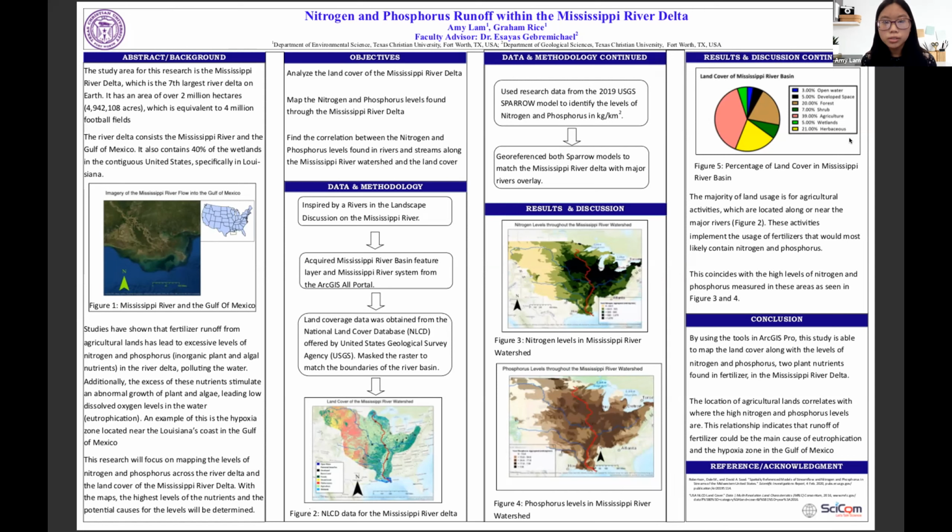To be more specific, the objectives of our research are to analyze the land cover of the Mississippi River Basin, map the nitrogen and phosphorus levels found throughout the basin, and to find the correlation between the two of them.